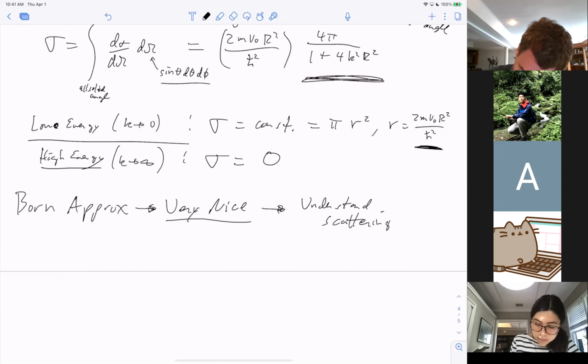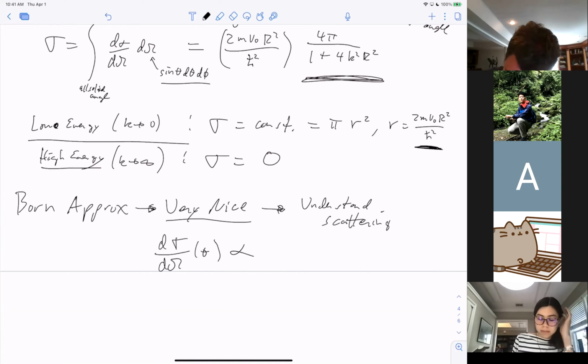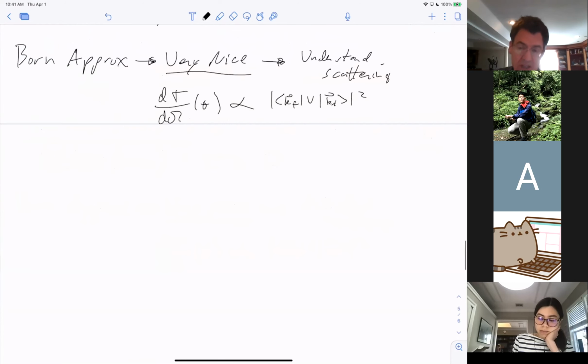And the Born approximation, I'll just say it again, says the differential cross section is proportional to, basically, the Fourier transform of the potential. That's the major insight. Okay, so that's basically the Born approximation.